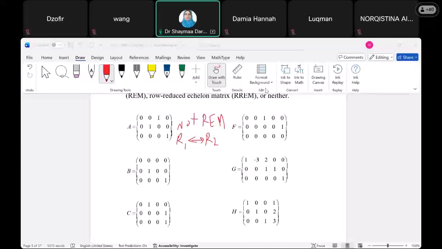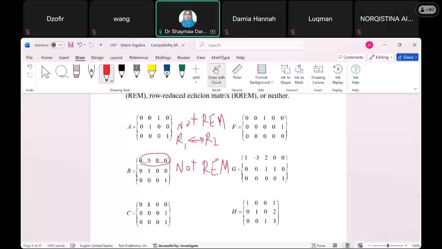No, actually, no. Not reduced. Because, okay, the first condition... you have this row with all 0. This row should be at the bottom of the matrix. Yes, the first non-zero number is 1 and it comes to the right. I agree with you. But the fourth condition says that any row of all 0 should be at the bottom of the matrix. So this is not in reduced row echelon form.